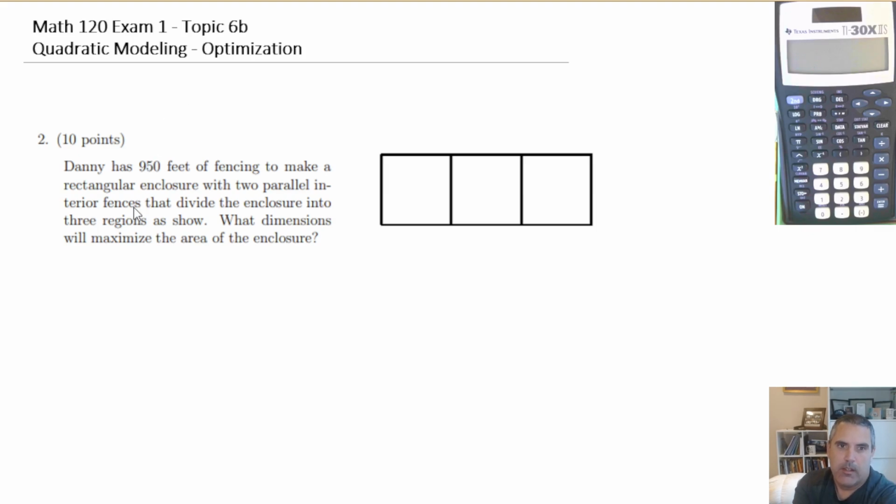Okay, so here's the question. Danny has 950 feet of fencing to make a rectangular enclosure with two parallel fences that divide the enclosure. What dimensions will maximize the total area?